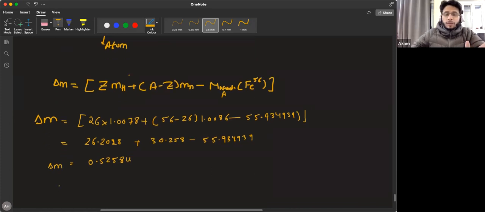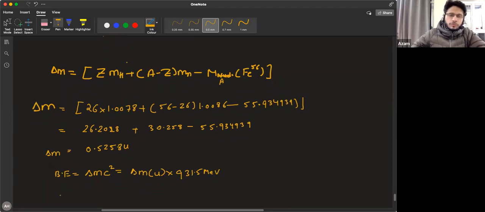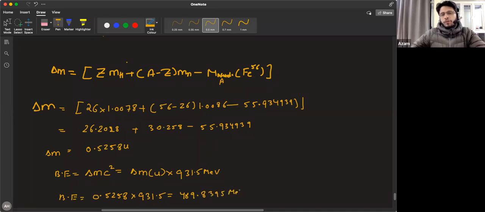So if you have mass defect, you can calculate energy. For binding energy, you can either use delta M into C square, or you can just take your mass defect in atomic mass unit and multiply it with 931.5 mega electron volt. This is what we will do. So we will take the mass defect 0.5258 and multiply it with 931.5. It comes out to be 489.8395 mega electron volt.